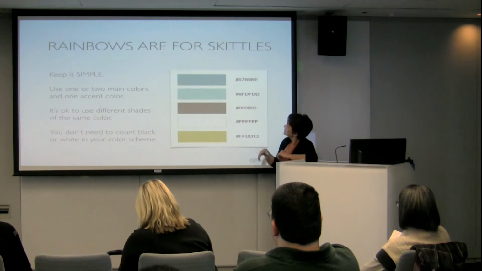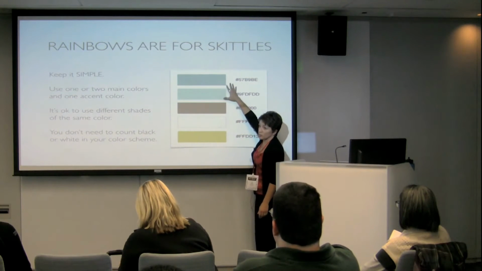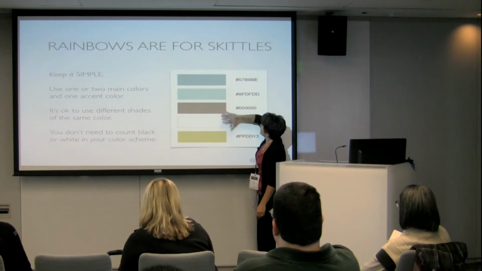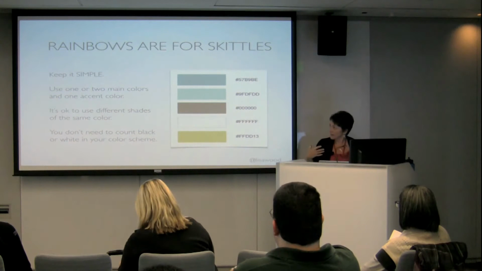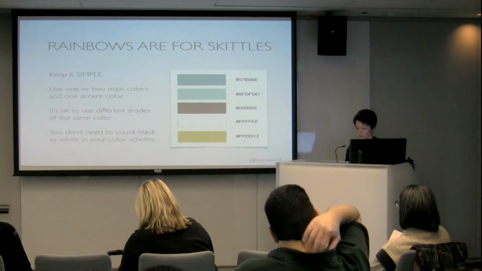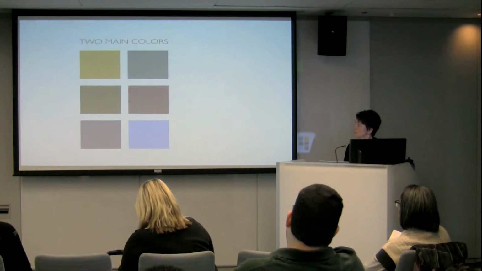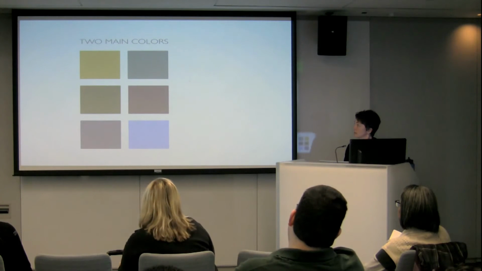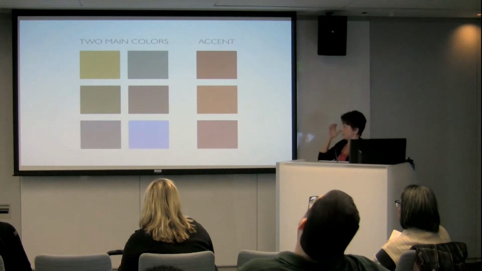So, for example, we've got two shades of one color, which is fine. You can use multiple shades. And then we've got a second color here and our accent color. And that usually means that we're going to use that color for when we want people to do something. So here's some examples of our two main colors. These are three different color schemes. You see two, and then the accent color.